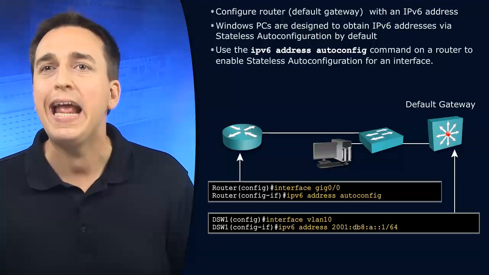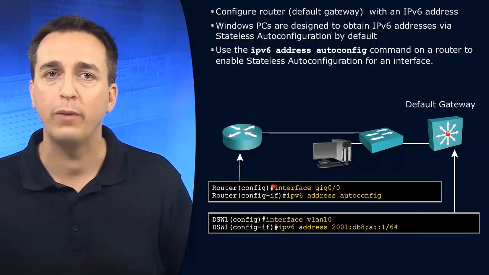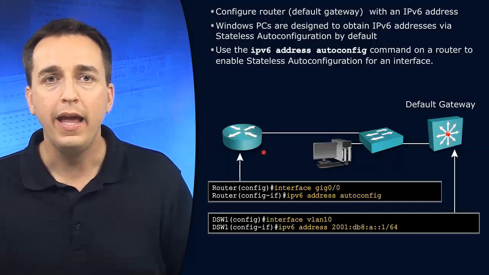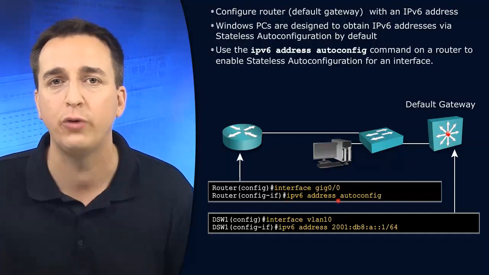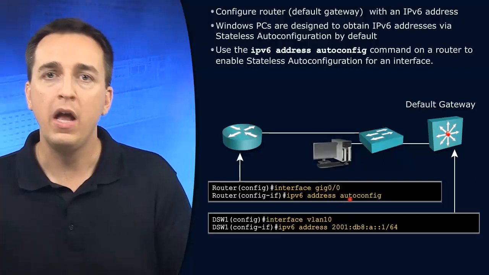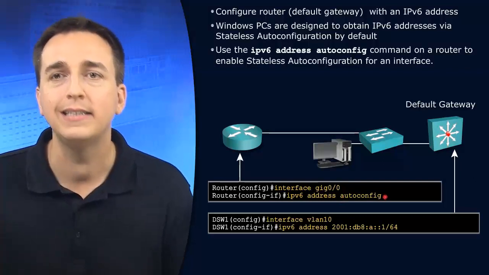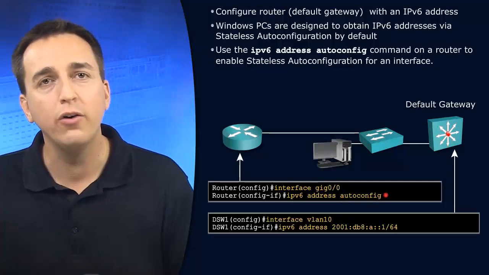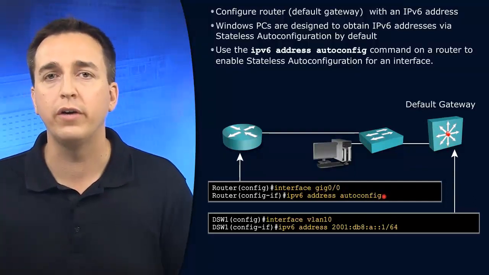However, in order to enable this process on our router, we have to go to the router interface, as we can see here, and type in IPv6 address autoconfig. By doing so, stateless address autoconfiguration is going to be used on that router interface.